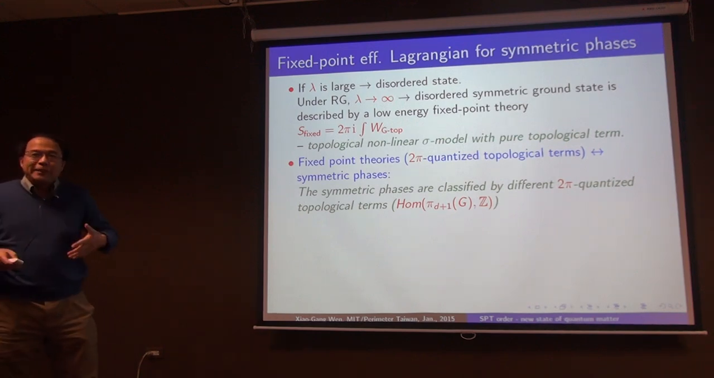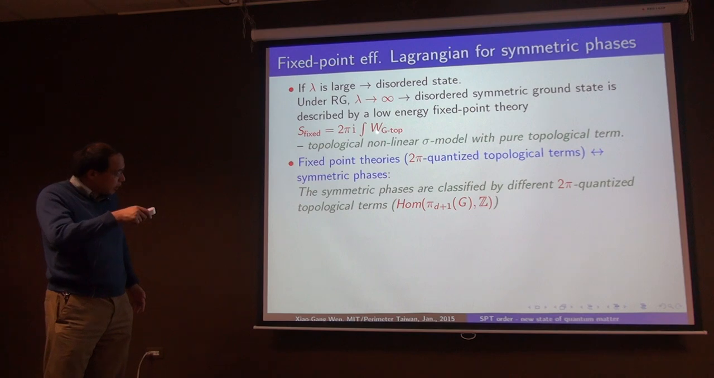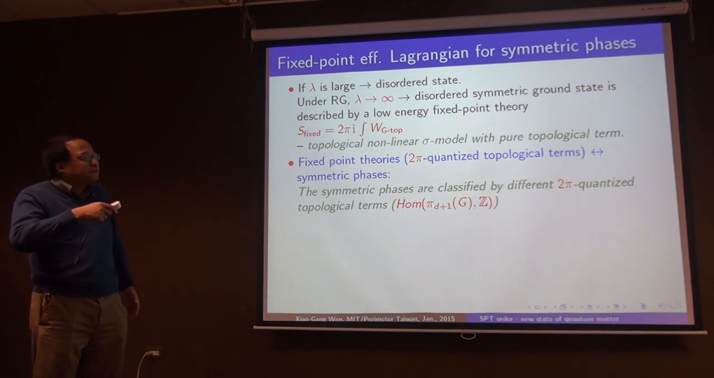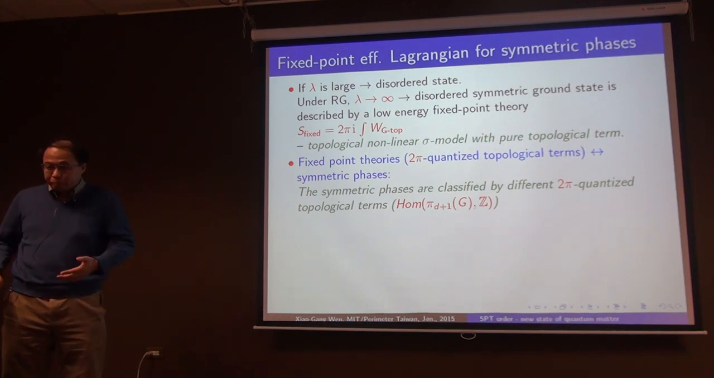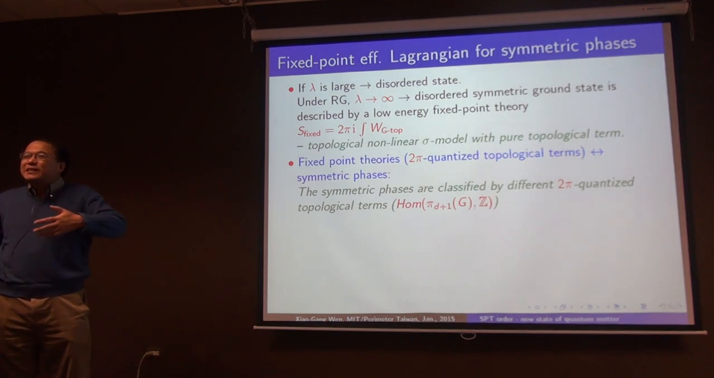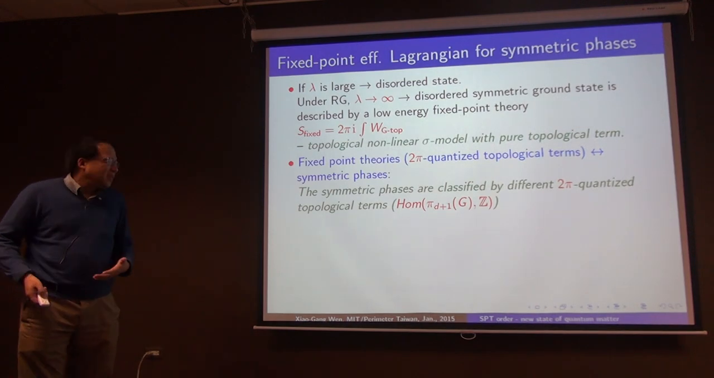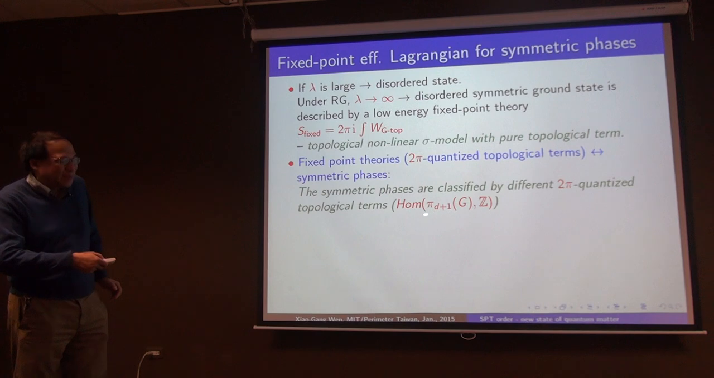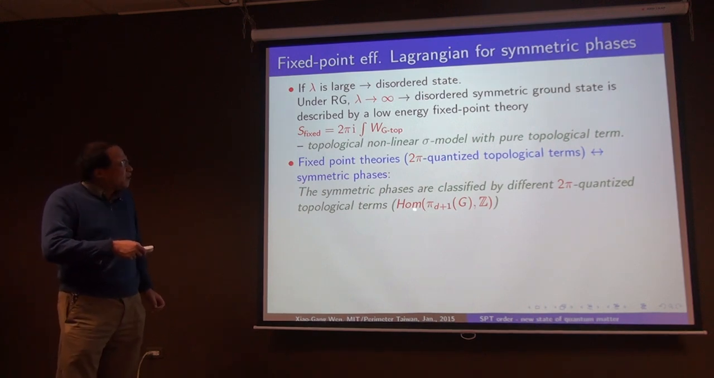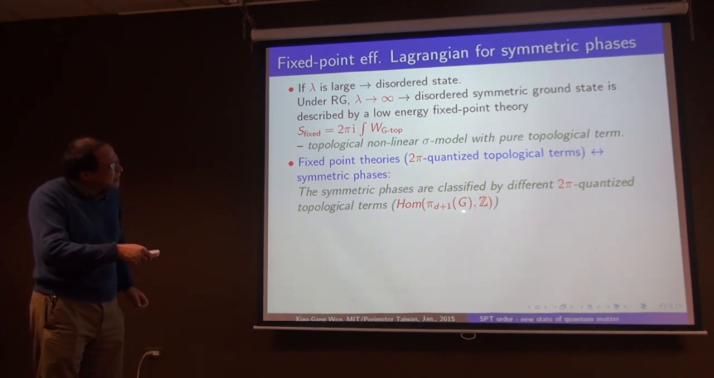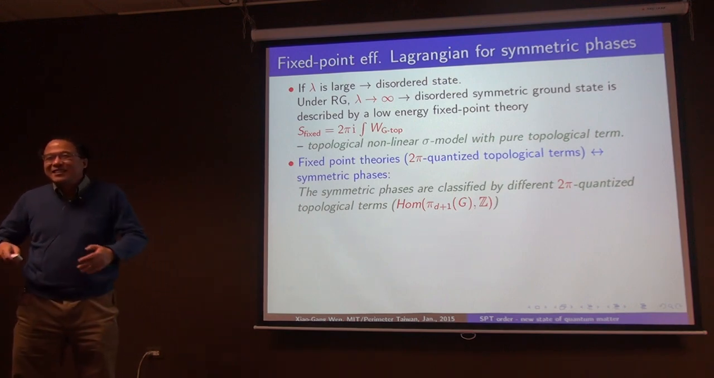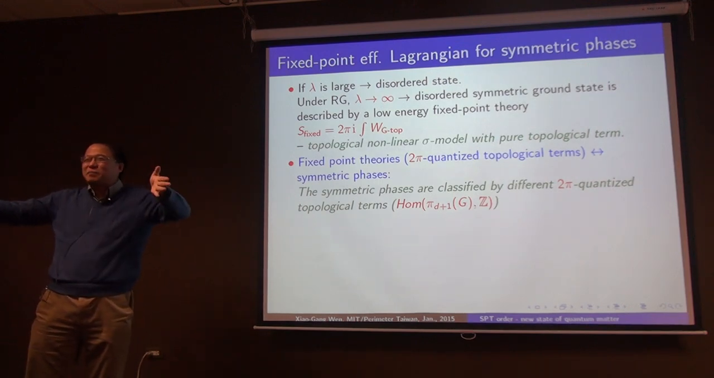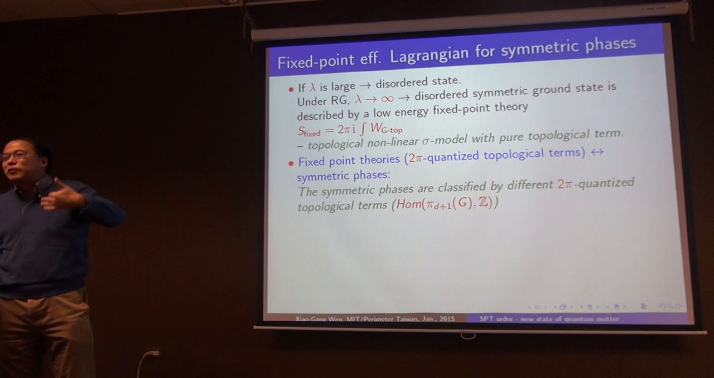And then from using this picture, we can see that the different topological term will give a different SPD phase. But what do you mean by different topological term? Well, this is a very fancy mathematical notation. It's Hom(π_{d+1}(G), Z). And this mathematical object basically describes different topological term.